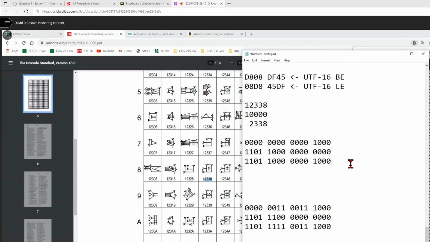so this number here is our high surrogate. And he is D808. Right here is our low surrogate. He's DF38. Our answer, if somebody asks us what the UTF-16 big endian is, it's D808, DF38. If they ask us for UTF-16 little endian, it would be 08, D8, 38, DF.